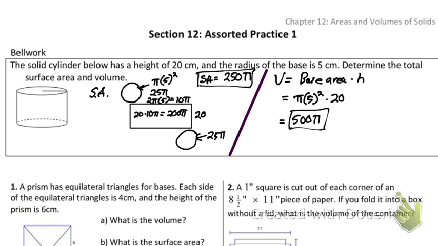All right, so that's our bell work. Any questions on surface area and volume? All right, and what questions did we have from the homework? Our homework would have been 12.3, volumes of pyramids and cones. That's where we got that 1/3 from.